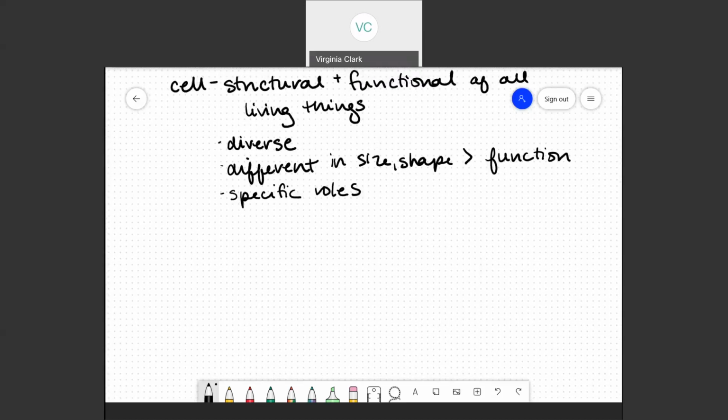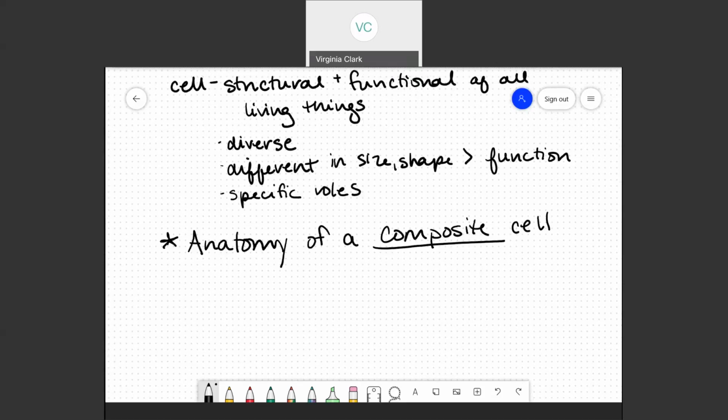So, what are some common things of our cells? We're going to start with talking about something called a composite cell. So this is going to be the anatomy of a composite cell that we're going to talk about next. A composite cell is a general overview for a generalized cell. We are simply taking all of the features that are typical or normal in a cell, and we're going to talk about the anatomy of all of those.